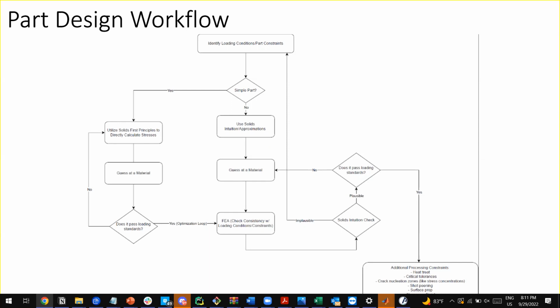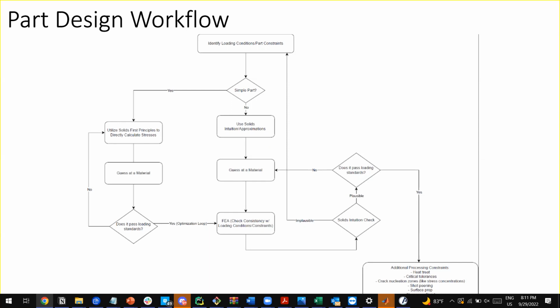So a really common and natural question we get is, why do we need to understand solids? If we have the tools that already compute whether the part fails or not, and tell us how to change the part if it fails, with methods like generative design or things like that, why do we need to actually understand first principles?